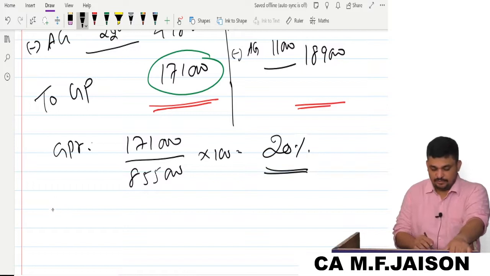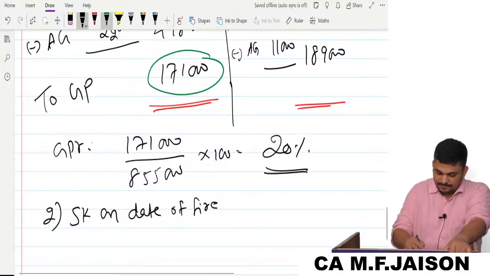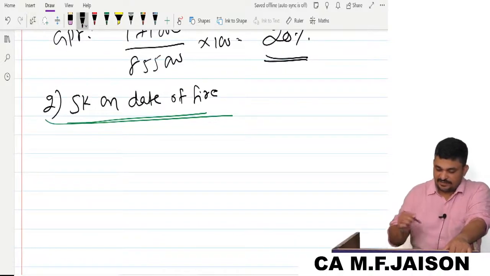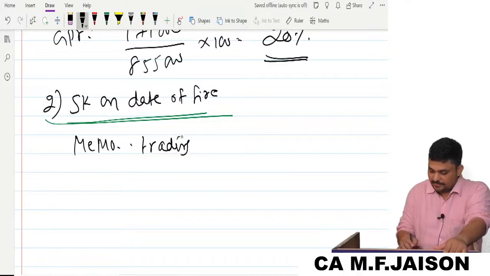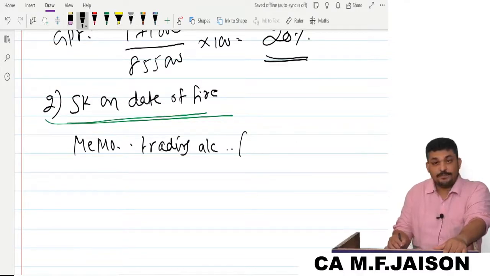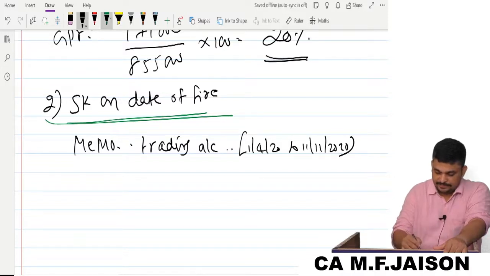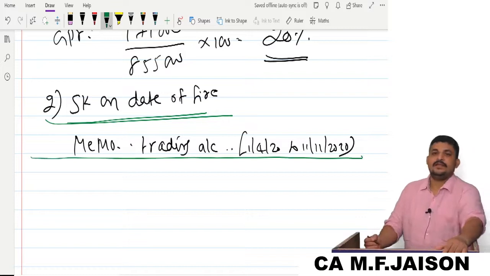Then we have step 2. Step 2 is finding stock on date of hire. As far as stock on date of hire is concerned, we prepare memorandum trading account. For what period? 1/4/20 to 11/11/2020.